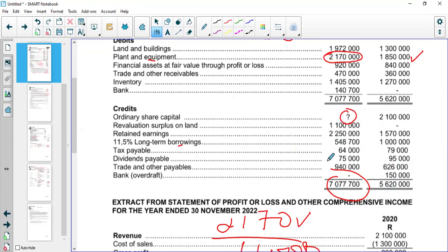So let me just try to check if there is any wisdom there. 7,700. Then I subtract everything here. I want to see the balancing figure here. I'm going to subtract 100.